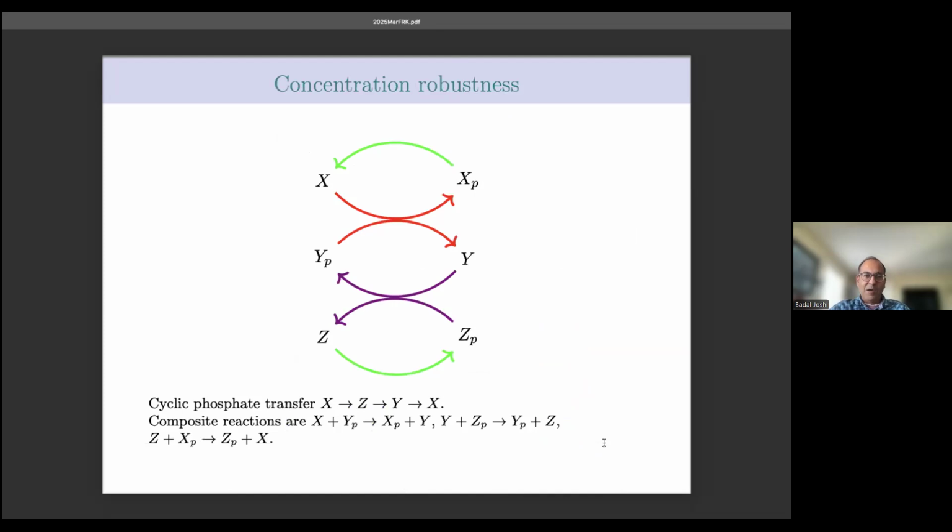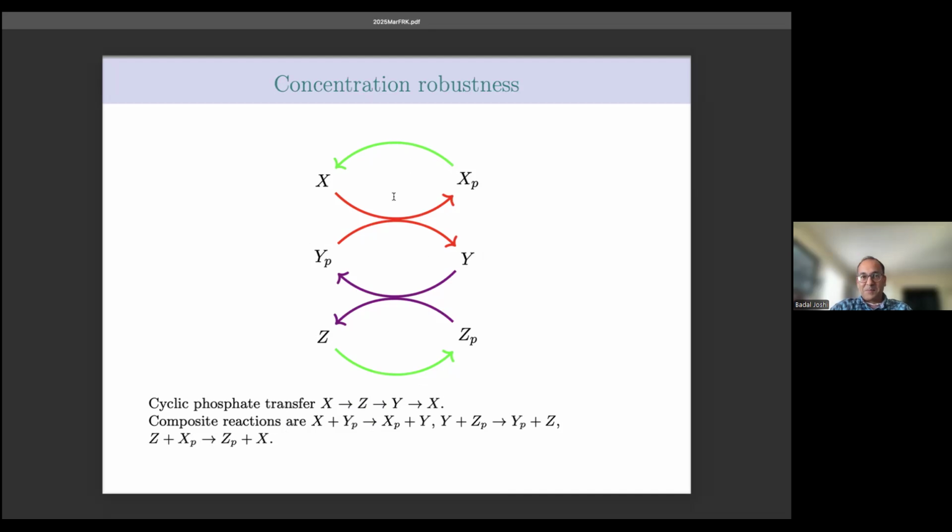So I have three transfer reactions now. Again, the same color means it's the same hyperedge. So you should imagine this network on a Möbius strip, because I have one hyperedge where x plus yp goes to xp plus y, another hyperedge y plus zp going to yp plus z, and then you twist this xp so that xp plus z goes to x plus zp, right?